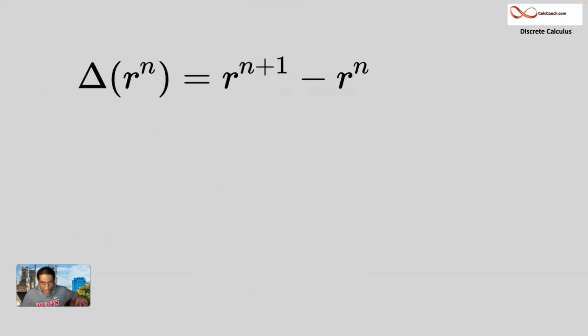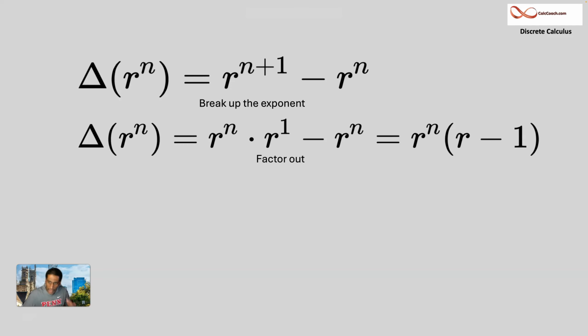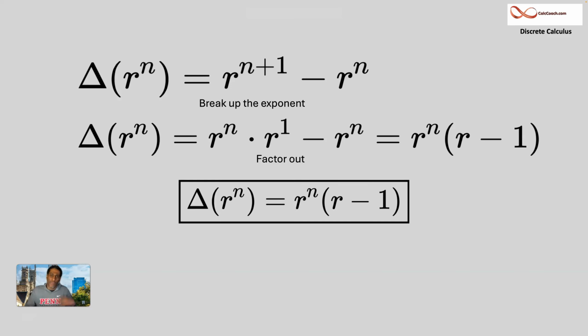All right, what about any other power to the n? Any other number raised to the n? Well, the same action is going to happen. You're going to be able to break up the exponent and factor out. And so in general, I mean, especially when r is equal to 2, but in general though, when you apply the forward difference to r to the n, you're going to get r to the n back, but it's going to be multiplied by r minus 1.